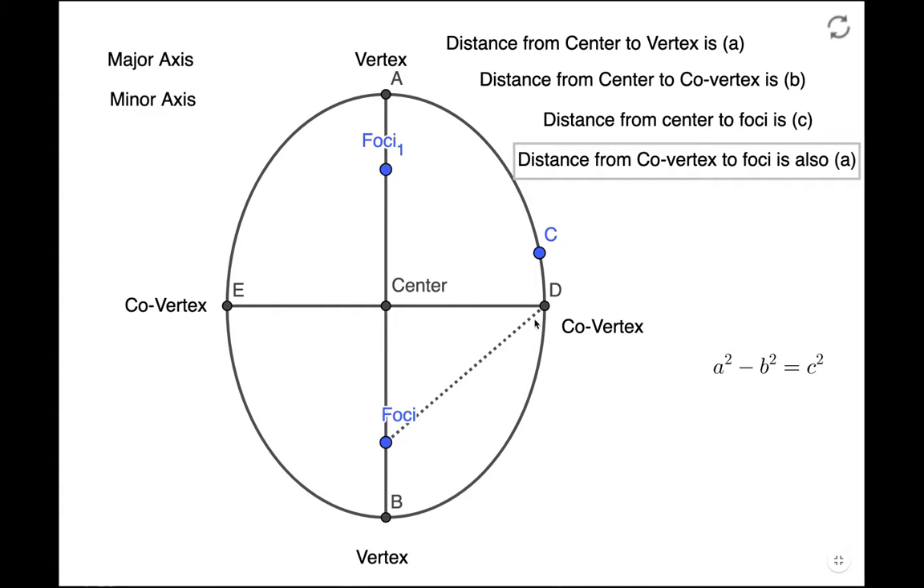Because remember, this length here is A, this length here is B, and this length here is C. So A squared minus B squared equals C squared. Don't confuse it with the way the Pythagorean theorem is written originally, with a plus in between the A squared and the B squared. In terms of ellipses, it's a minus because A is actually the hypotenuse.